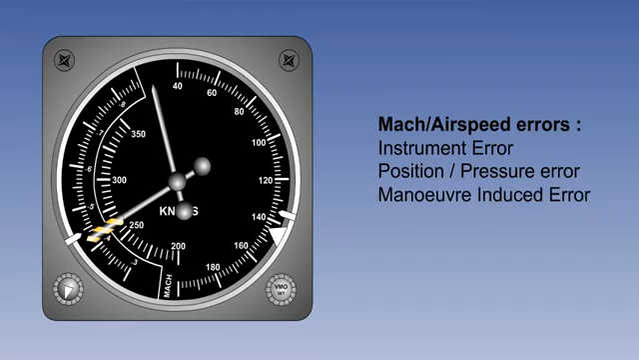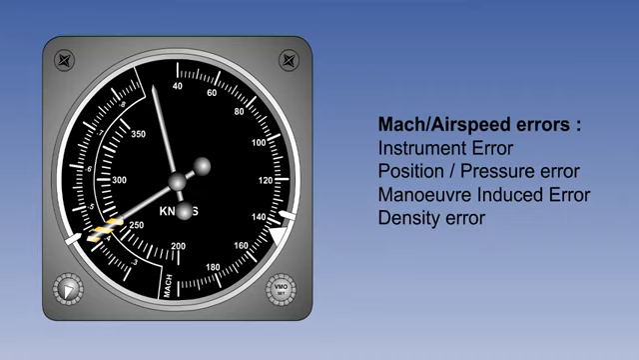And thirdly, we have maneuver-induced error. This error results from temporary and unpredictable fluctuations of air pressure around the static source. Although the Machmeter does not suffer from density error or compressibility error, the airspeed indicator does, and therefore we have to consider these errors as well.